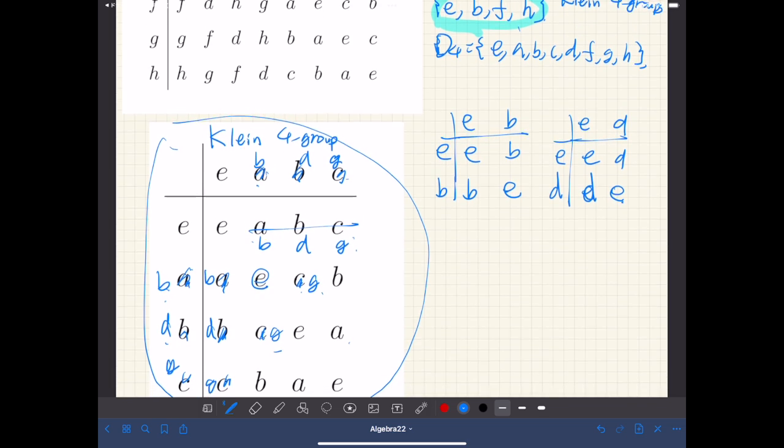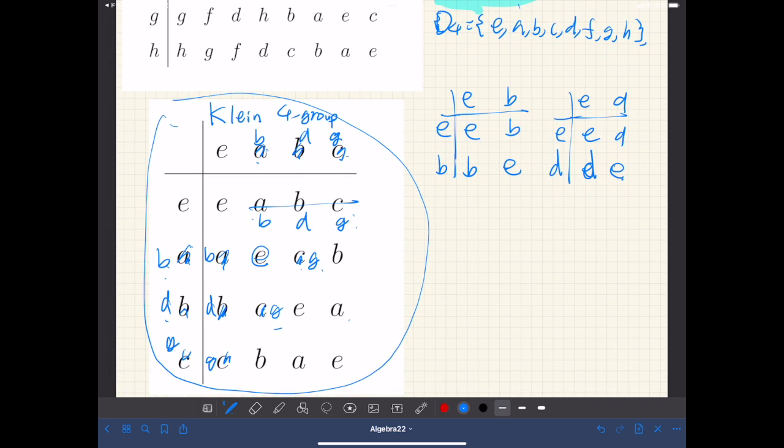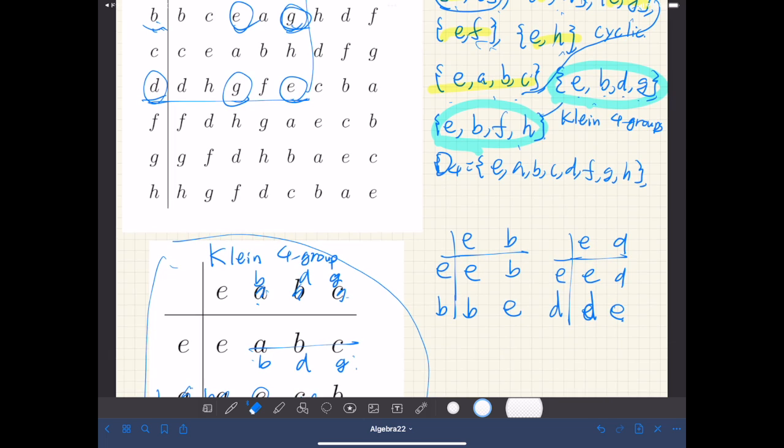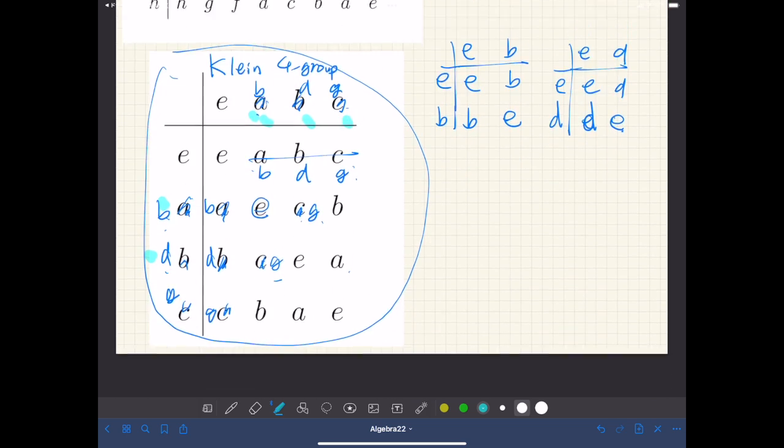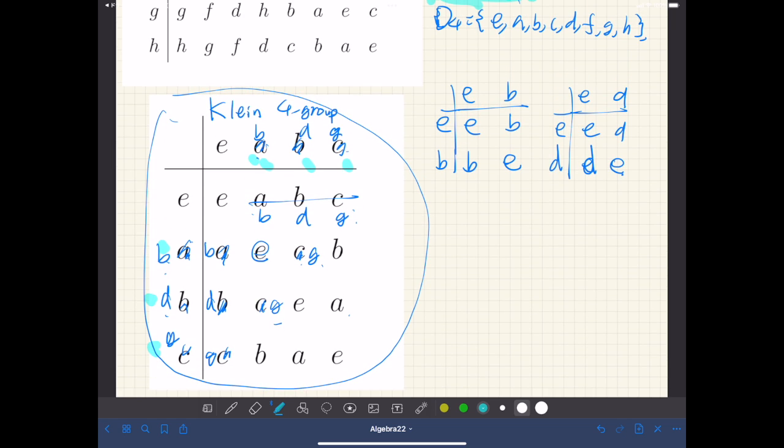So if you check that, the pattern of this Cayley table is identical to this table of the Klein 4 group. And the same applies to this one also, {E, B, F, H}. Replace this with B, F, H, and you will see this fits the pattern of the Klein 4 group.